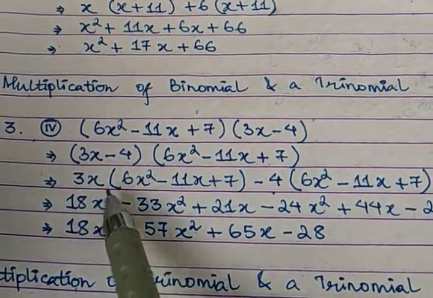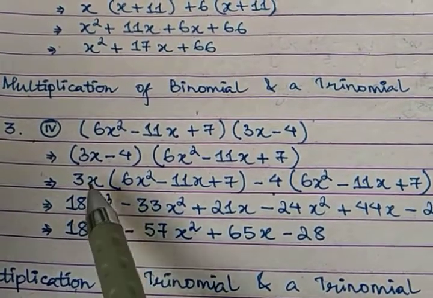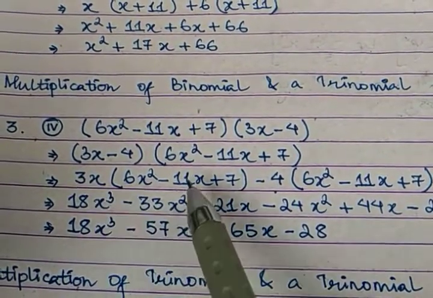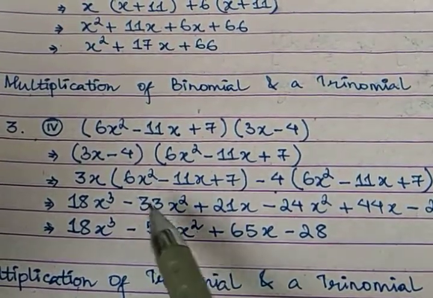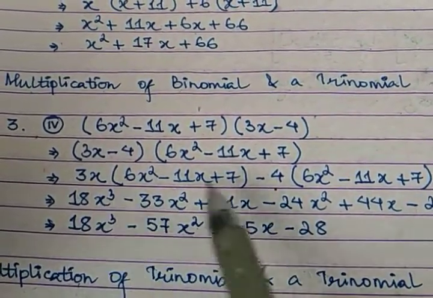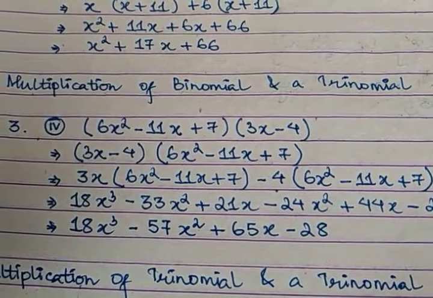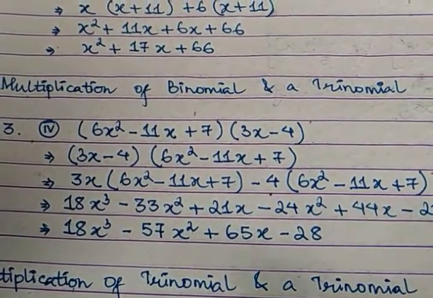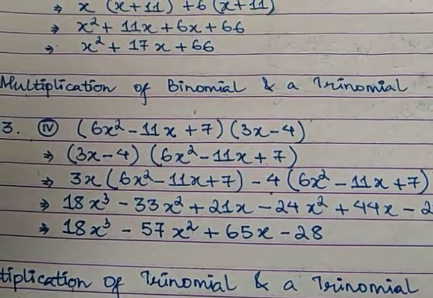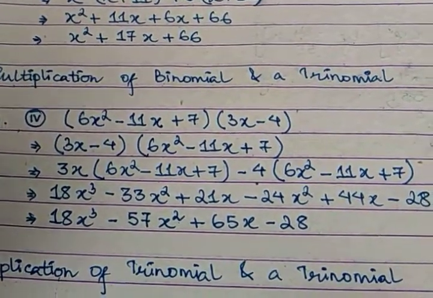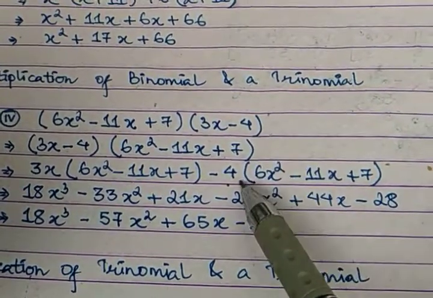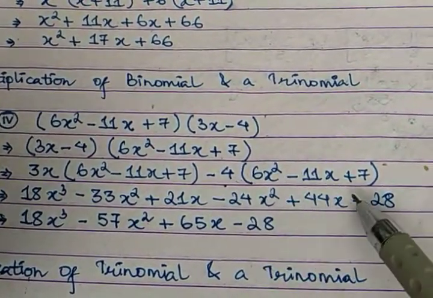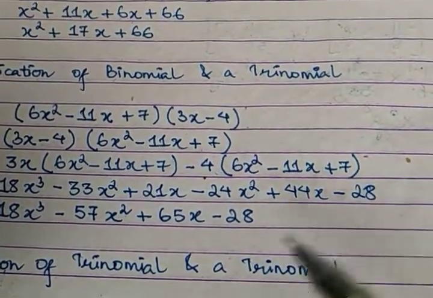3 into 6, 18, x into x square, x cube, plus into minus is minus, 3 into 11, 33, x into x square, plus into plus is plus, 3 sevens are 21, so 21x. First of all, multiply the signs, then the constant terms, then go for the variables, isn't it? Okay, now again with this one, the same thing happened here, and we got these terms.